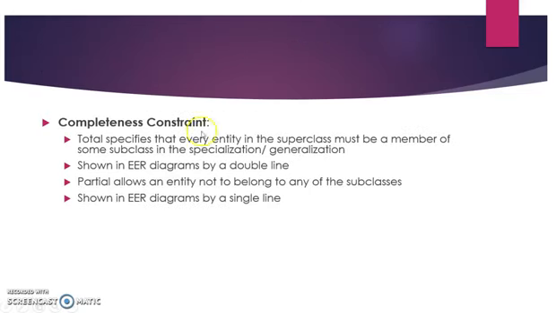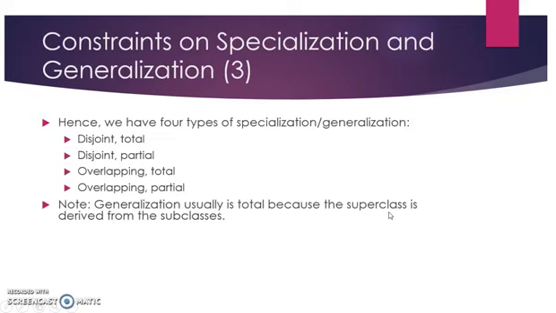Next is the completeness constraint. We have 2 types, total and partial. Total specifies that every entity in the superclass must be a member of some subclass in the specialization or generalization. This is shown in ER diagrams by a double line. Partial allows an entity not to belong to any of the subclasses. This is shown in ER diagrams by a single line.